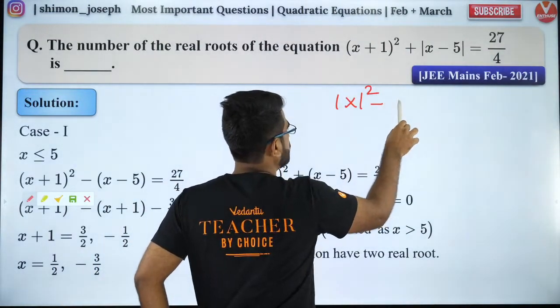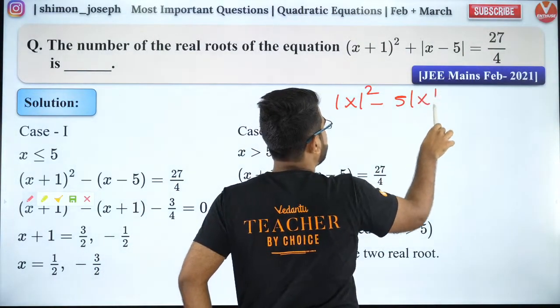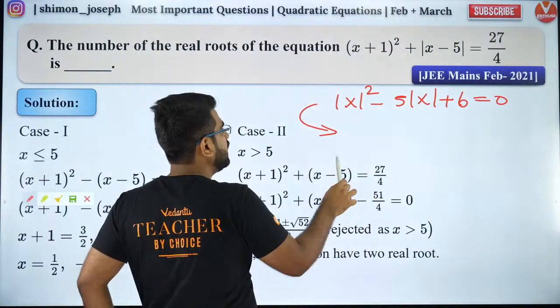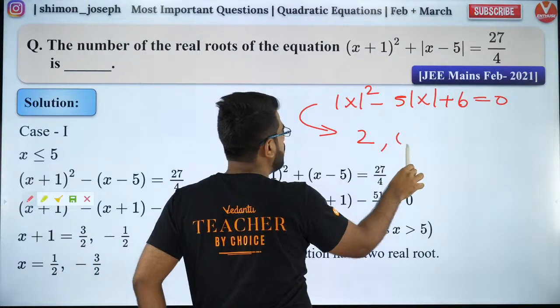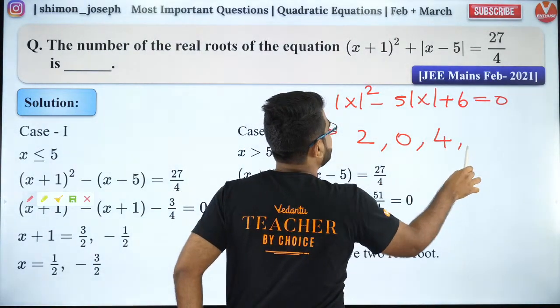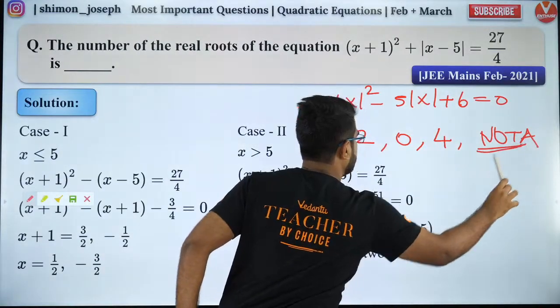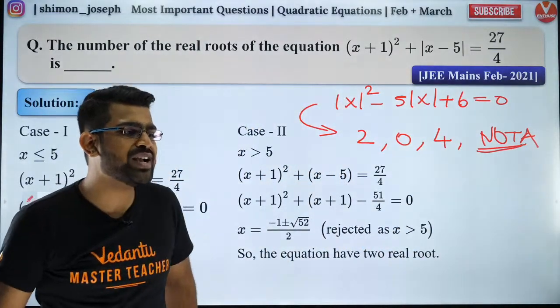Let's say mod x square minus 5 mod x plus 6 equal to 0. How many solutions does this have? Is it 2? Is it 0? Is it 4? Is it none of the above? NOTA. Can you guys tell me?